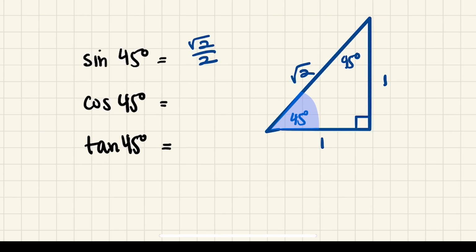Cosine of 45 degrees is actually exactly the same thing. We get adjacent over hypotenuse, which is 1 over rad 2, which rationalizes to rad 2 over 2. And finally, tangent of 45 degrees. This one's super nice. Opposite over adjacent, so 1 over 1, which is 1.